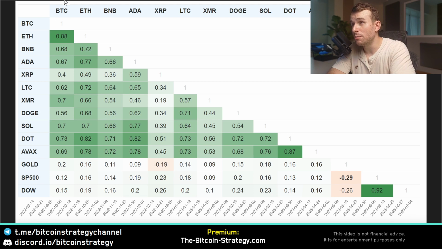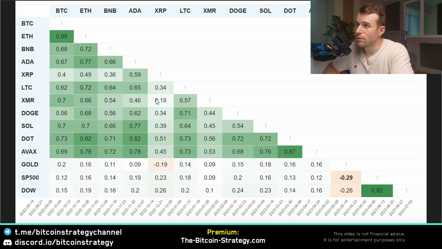If you hold only Bitcoin and Ethereum, you don't diversify whatsoever. If you hold some Bitcoin, some gold, and some S&P 500, you are diversifying quite nicely because here the coefficients are very close to 0. We even see negative coefficients between gold and the S&P 500 and gold and the Dow Jones. This is what you ideally want.